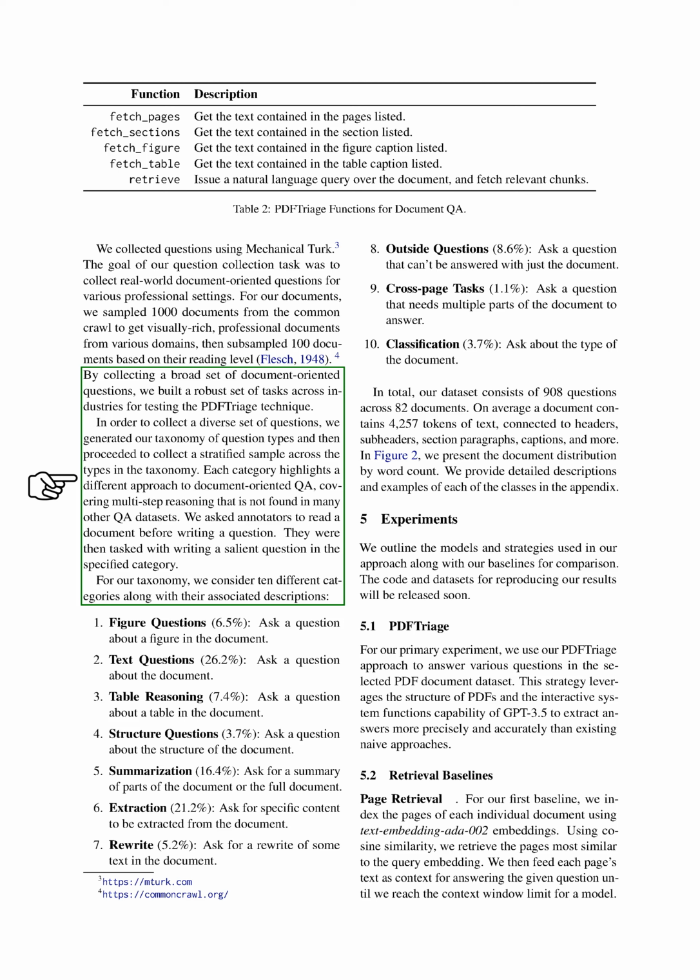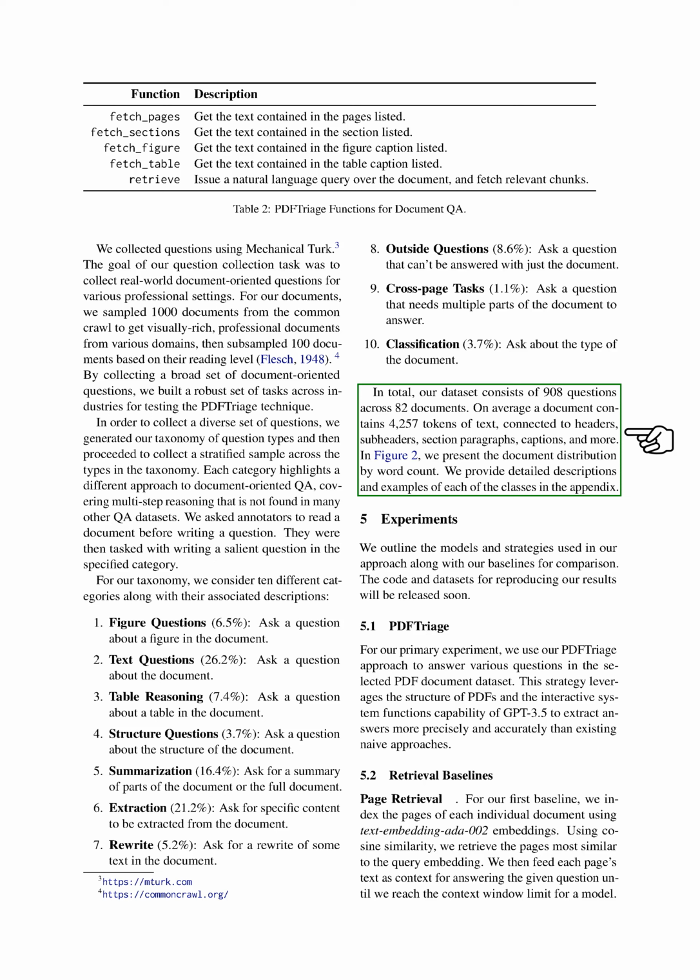Our taxonomy includes 10 different categories: figure questions, text questions, table reasoning, structure questions, summarization, extraction, rewrite, outside questions, cross-page tasks, and classification. In total, our dataset consists of 908 questions across 82 documents. On average, a document contains 4,257 tokens of text, connected to headers, subheaders, section paragraphs, captions, and more. We provide detailed descriptions and examples of each of the classes in the appendix.